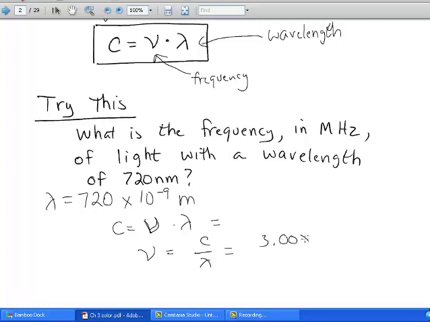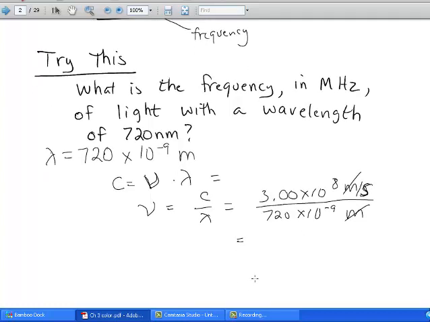c is the speed of light, which is always 3 times 10 to the 8th meters per second. And lambda, we now know, is 720 times 10 to the minus 9 meters. Okay, since we have this in meters, and since this is in meters, our answer will be in 1 over seconds. Okay, so do the division on your calculator. There are 3 sig figs, and so we get 4.17 times 10 to the 14th inverse seconds.